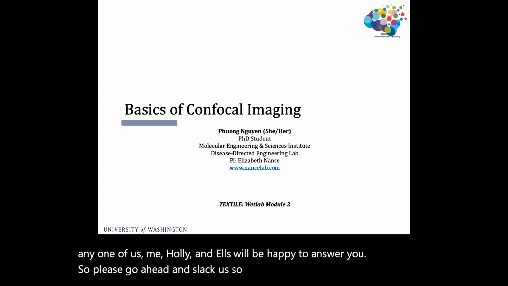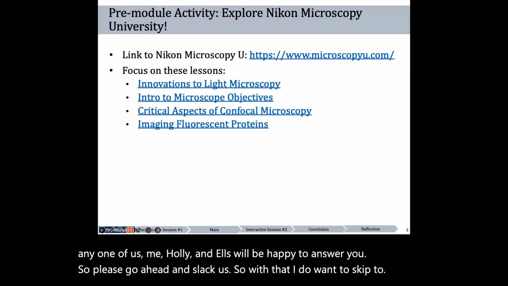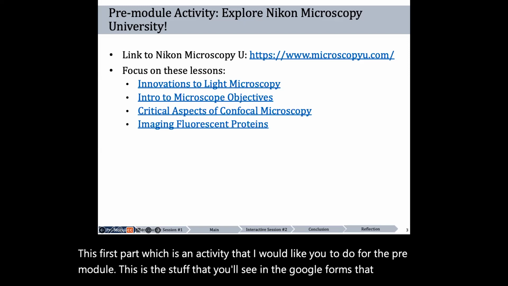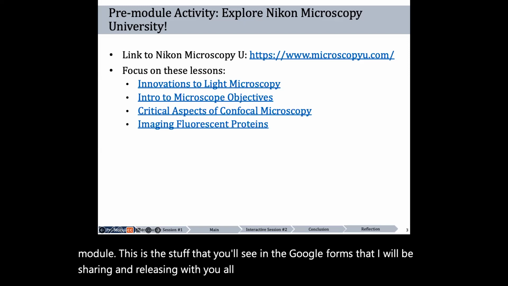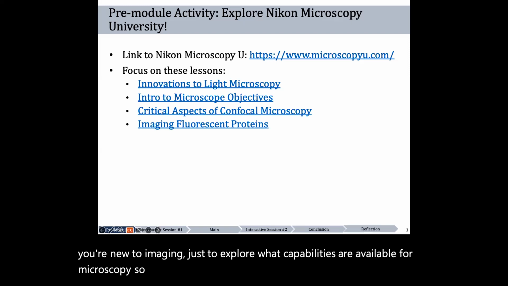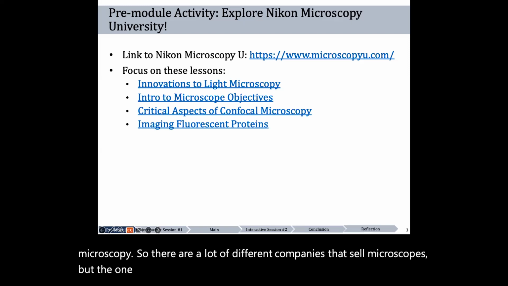So with that, I do want to skip to this first session part, which is an activity that I would like you to do for the pre-module. This is the stuff that you'll see in the Google Forms that I will be sharing with you all. But I think it's really important, if you're new to imaging, to explore what capabilities are available for microscopy. There are a lot of different companies that sell microscopes, but one of the popular ones, and the one that the NANS lab uses, is Nikon.